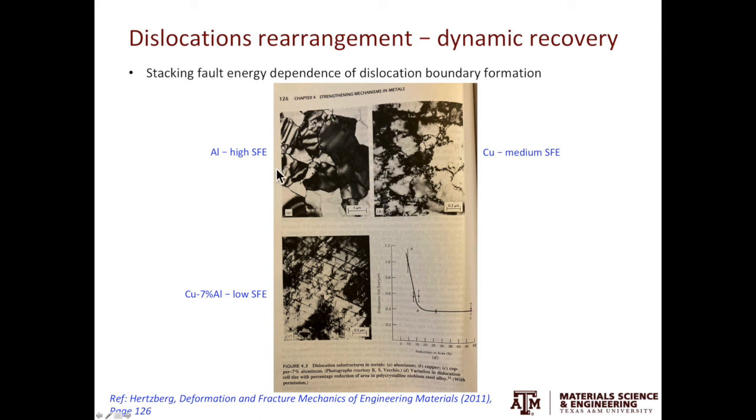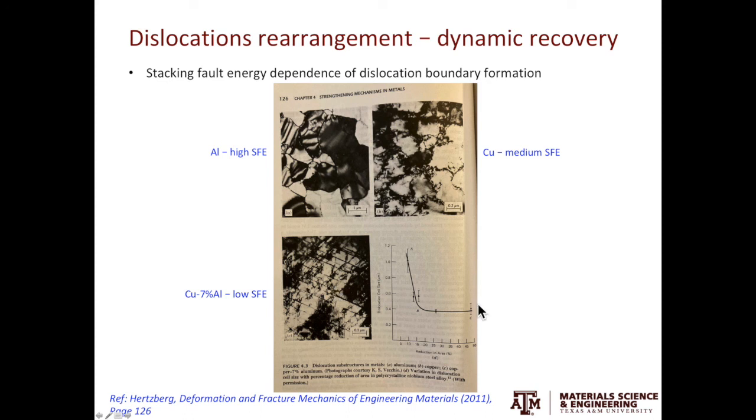Aluminum has high stacking fault energy and dislocation boundaries are quite sharp. In the second example, it's copper. Copper has medium stacking fault energy and the dislocation boundaries are more diffuse. The third example is a copper-aluminum alloy, which has low stacking fault energy and planar slip prevails. The dislocation slip is more confined to their slip planes, resulting in a microstructure called Taylor lattice.